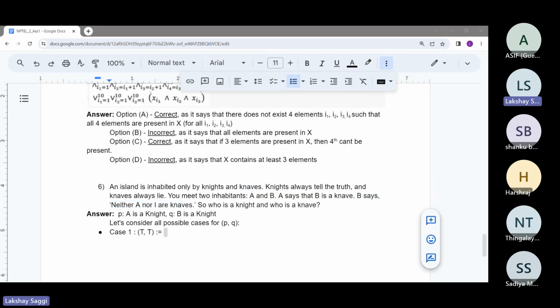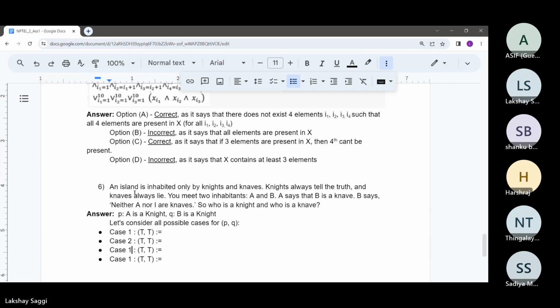So I believe the approach should make sense to you guys. That's what I'm trying to say: I'll just see all possible cases. I'll list down all the cases for now so that you can see what the overview of the solution is. So I'll take all the four cases for P and Q and I'll see whether this case is consistent with what A and B are saying, whether case 2 is consistent, whether case 3 is consistent, and case 4 is consistent or not.